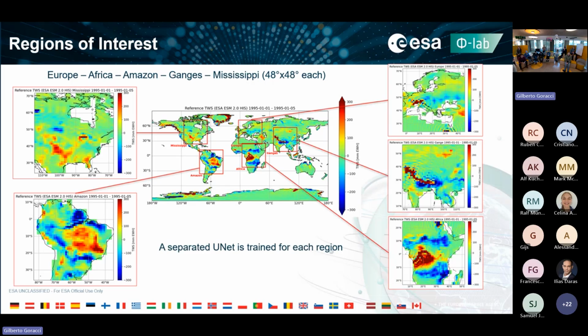A separate unit is trained for each region, so we don't develop just one global model, but 5 smaller models. This is just because it's computationally easier, and because in this way we can grasp the regional characteristics of each macro region.